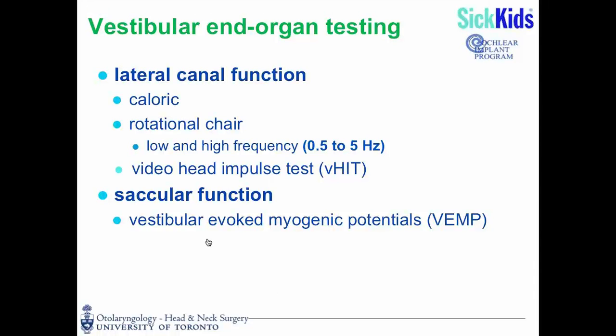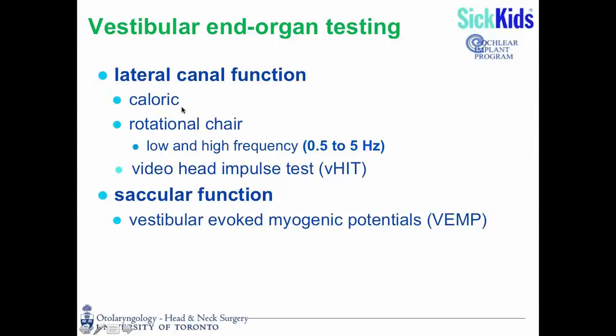Well, what's been around the longest is caloric testing, and this will test low frequency lateral canal function. It can be achieved in children, and there are individuals in the world who are able to do so even down to 6 months of age. Our success rate has been good in children about 4 years and older, but it really does depend on the child and the testing scenario.